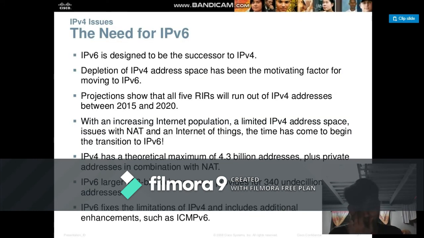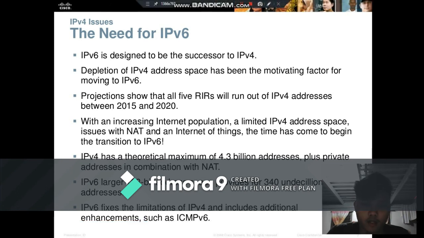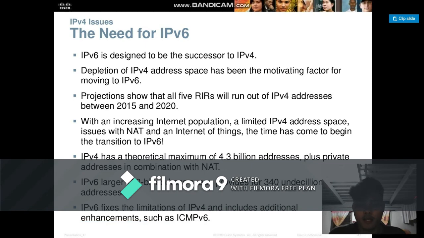So, the need for IPv6: it is designed to be the successor to IPv4. Depletion of IPv4 address projection showed that all five RIRs will run out of IPv4 addresses, with an increased internet population. IPv4 has a theoretical maximum of 4.3 billion addresses. IPv6 is larger, at 128 bits. So IPv6 fixes the limitations of IPv4 and includes additional enhancements such as ICMPv6.